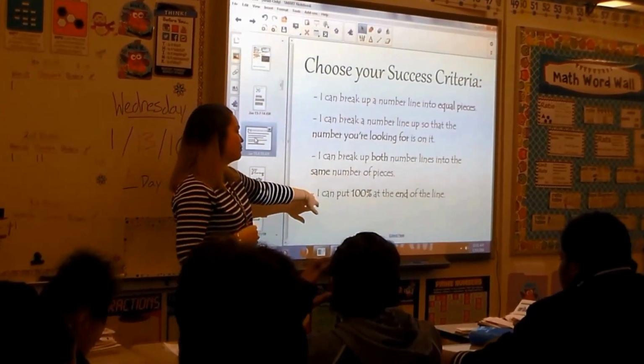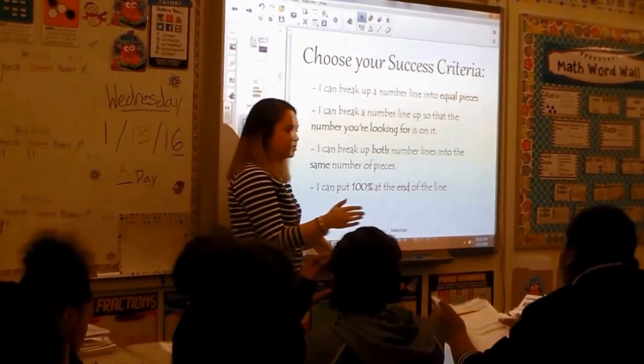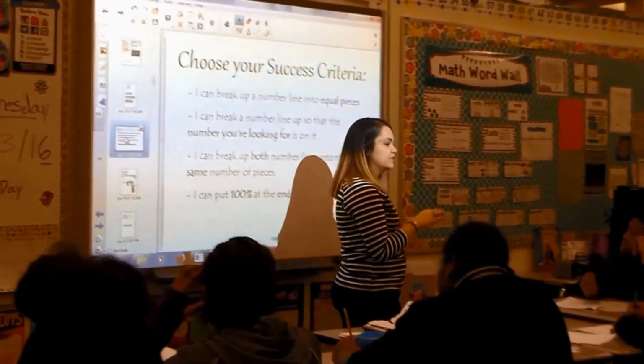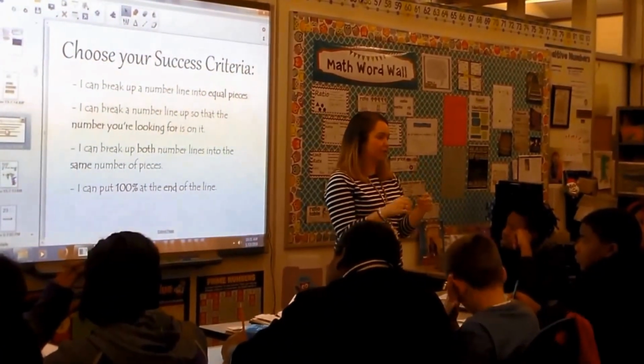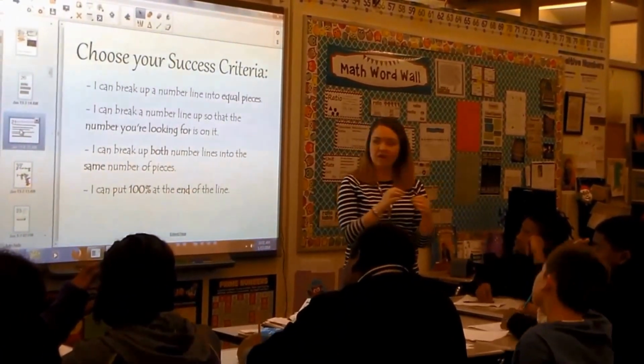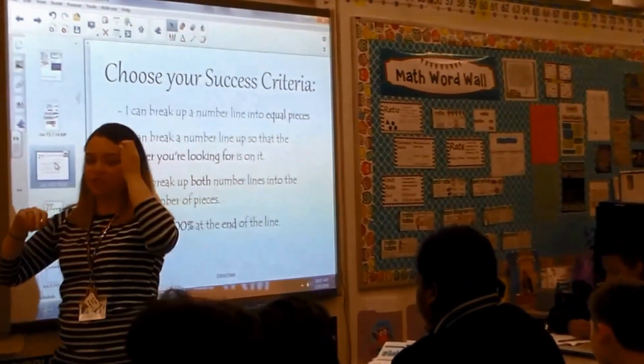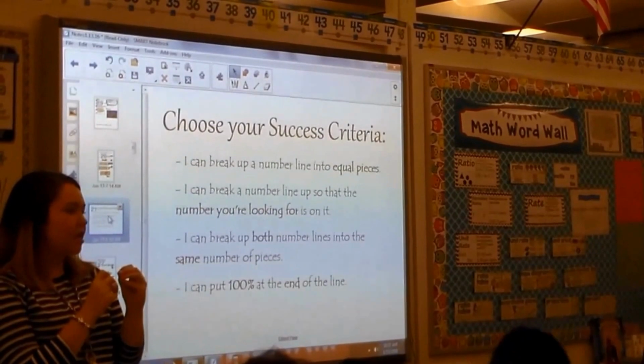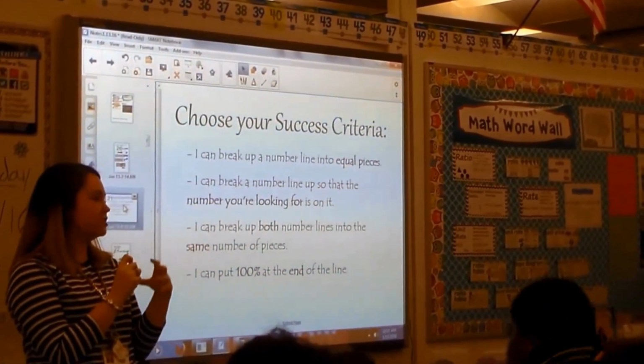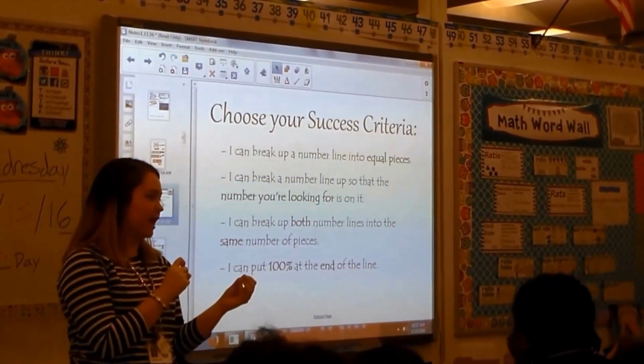And then I can put 100% at the end of the number line. So some of us struggled with that. There are different mistakes that we made, so we're going to look at the different ones together. So I'm going to give you a couple minutes to look and see if you can find any ideas of things that you're going to work on that is your success criteria for today.